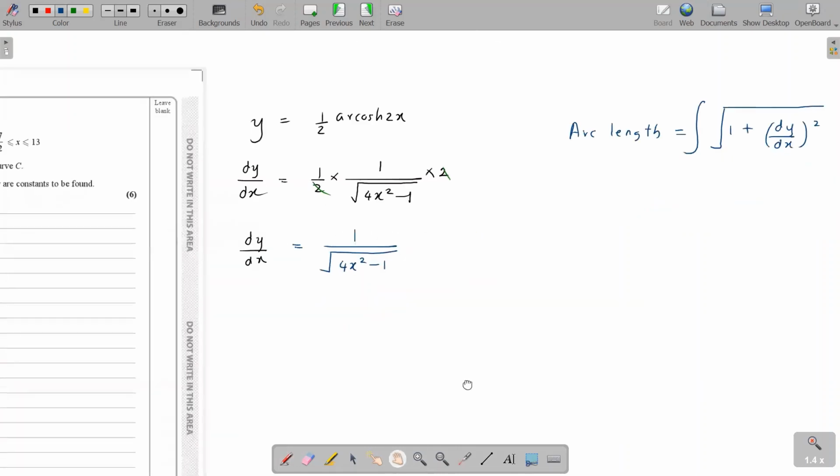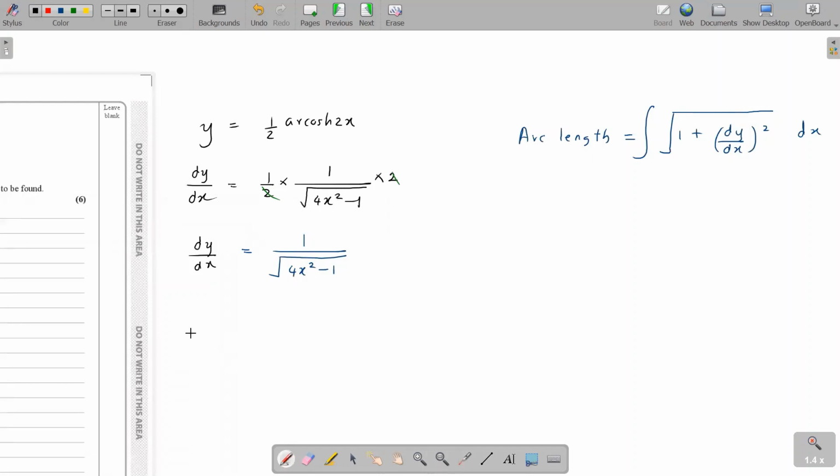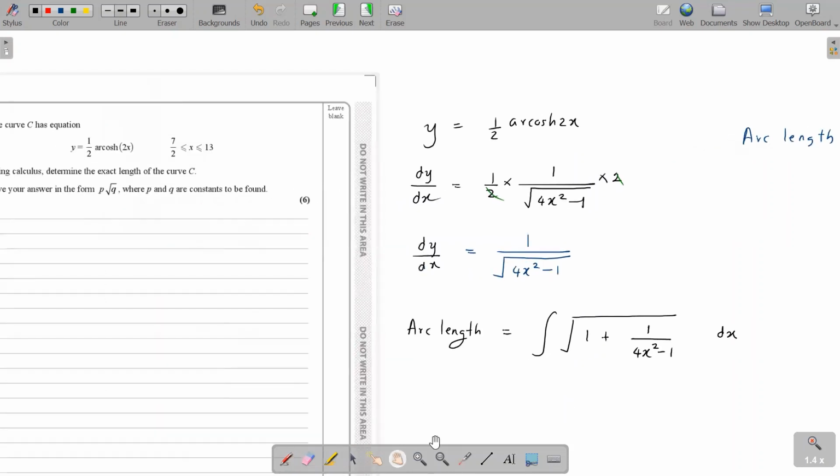Okay, so now it's time to input that in the arc length equation. So arc length equals the integration of square root of 1 plus (dy by dx) squared. If you square it, you do realize that squaring your whole function will remove the root in the denominator. Square of 1 is 1, right? So 1 over 4x squared minus 1 with respect to x. And what about your x limit? The question told you x is between 7 over 2 and 13.